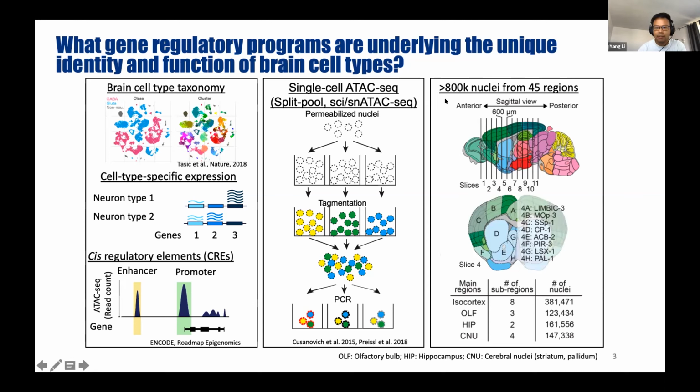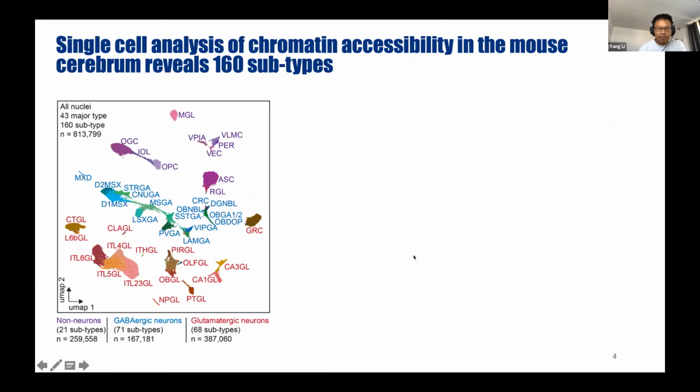We collected more than 800,000 nuclei from 45 brain regions. All the regions are in the mouse cerebrum, including isocortex, olfactory area, hippocampus, and cerebral nuclei. From this data set, we annotated 43 major types, based on all the regions. In our paper, we are not quite focused on the MOP region, but you can still look for the cells from that region as well.